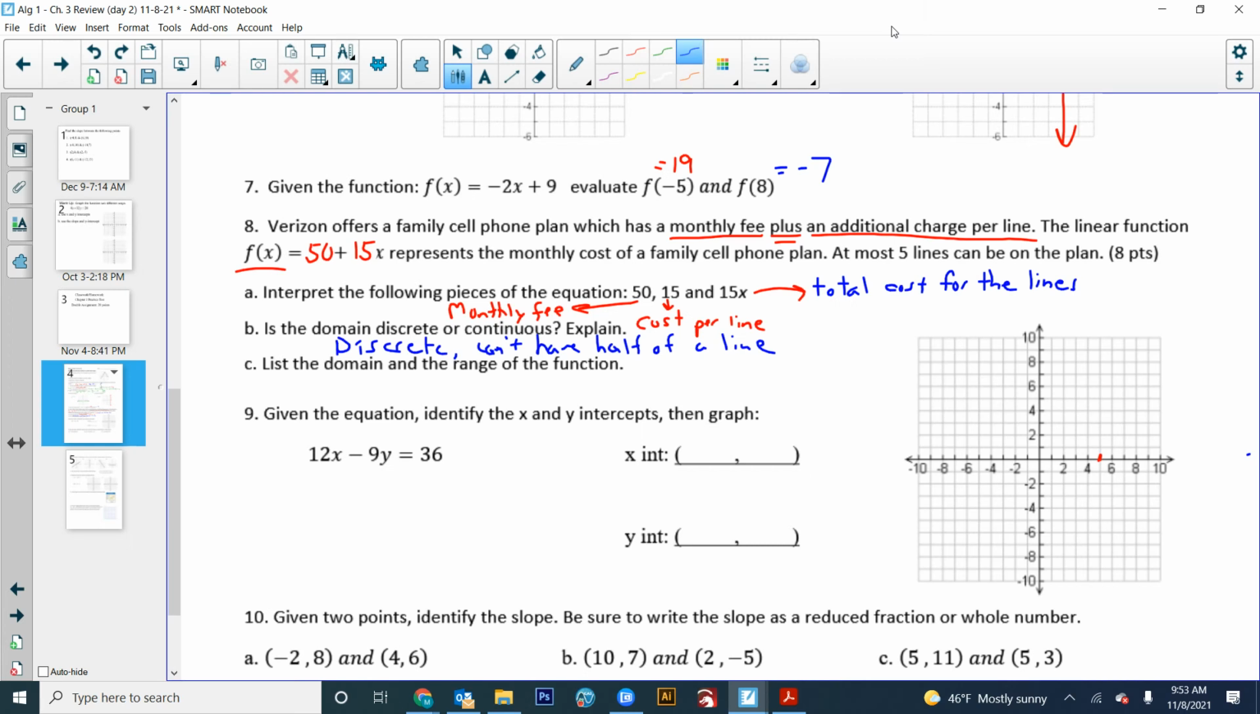Sure. Let's do domain first. 1, 2, 3, 4, 5. Should we include 0? No. I don't know. To be honest, I don't know in this case.